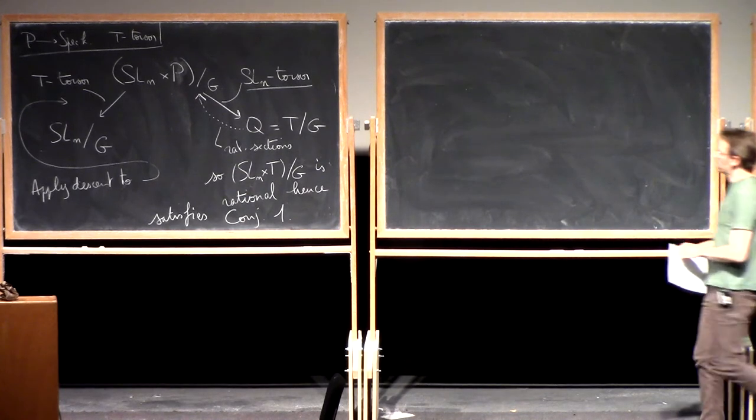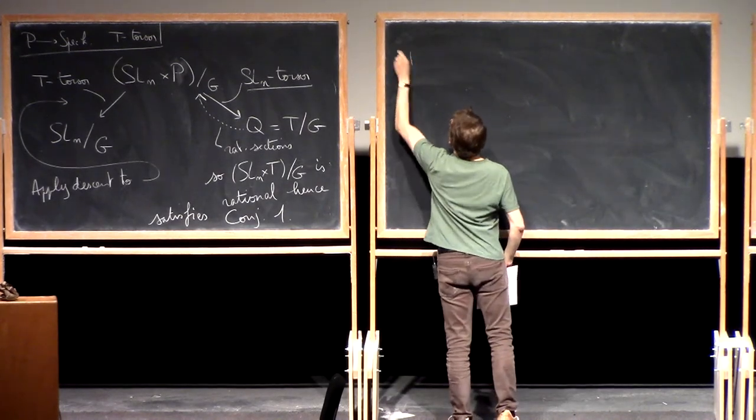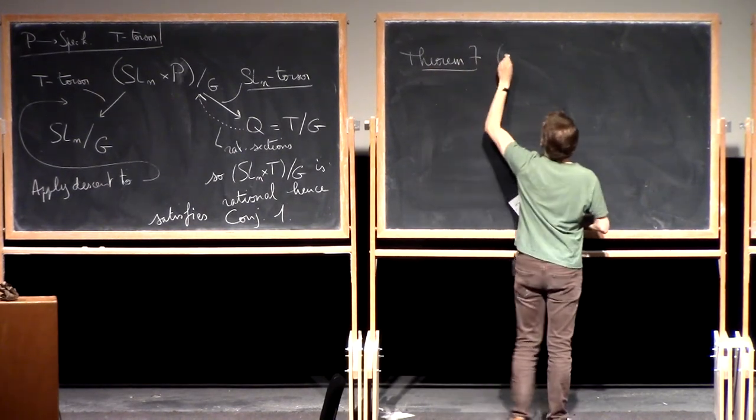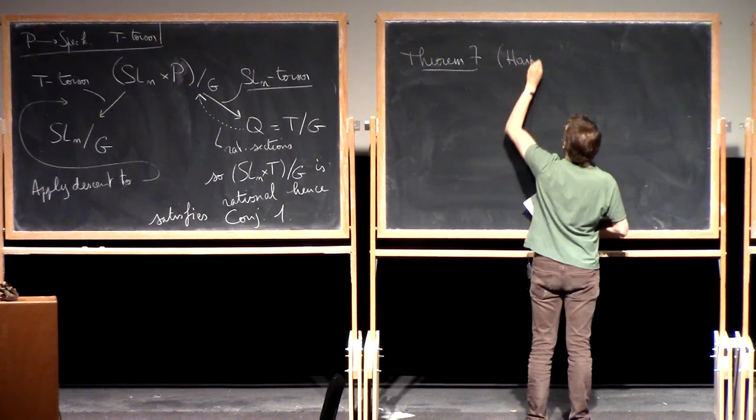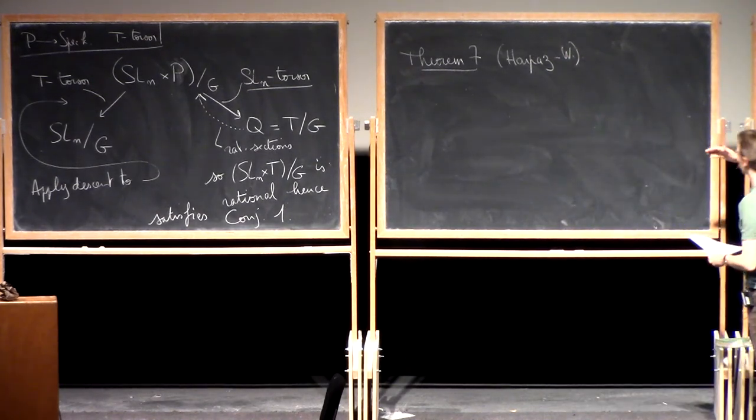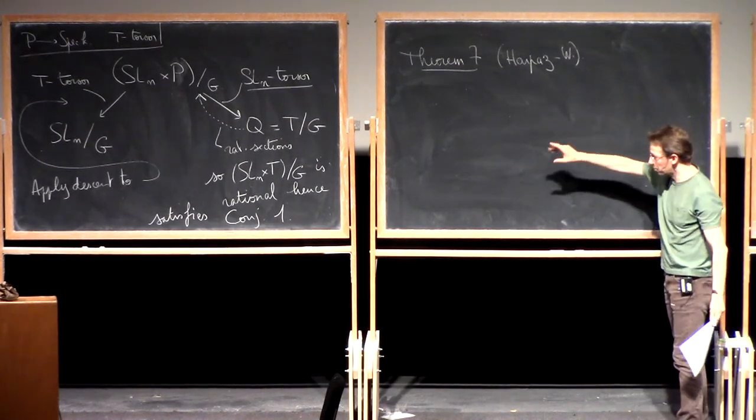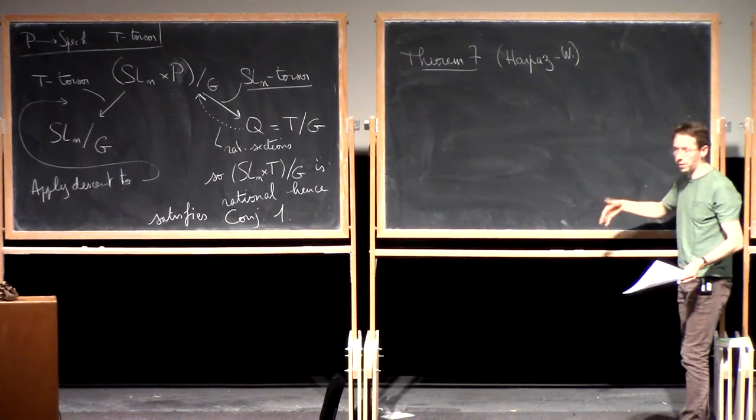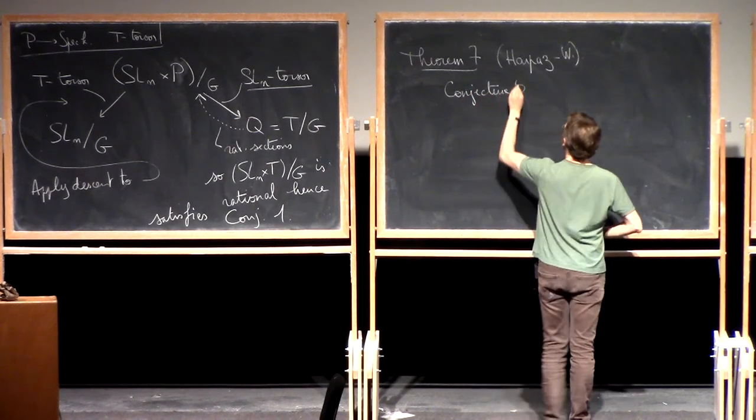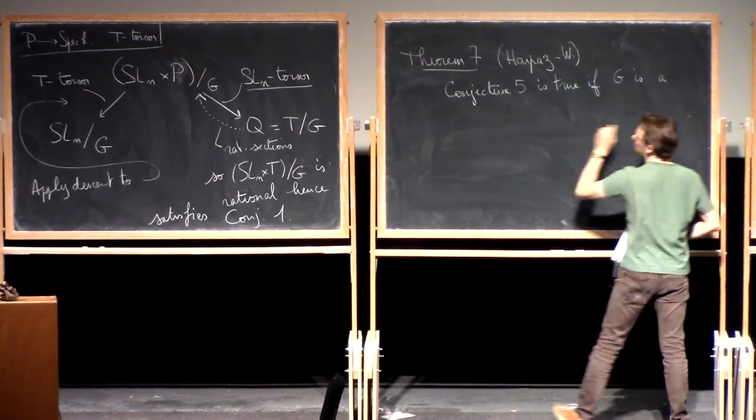Okay. So here's the actual theorem that is behind the theorem I stated on supersolvable groups. So theorem 7, which we proved with Jonathan Arpas. So in fact, the descent method is true not just when G is a torus, but also when it's a finite supersolvable group. Conjecture 5 is true if G is a finite supersolvable group.